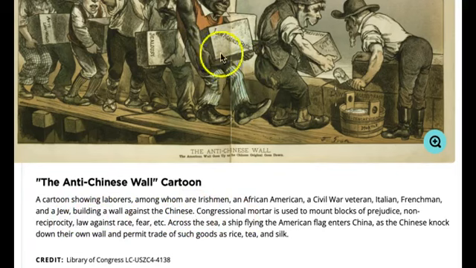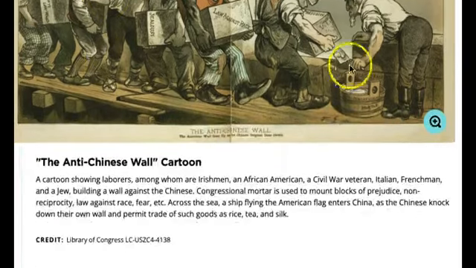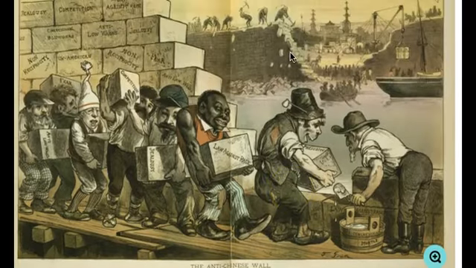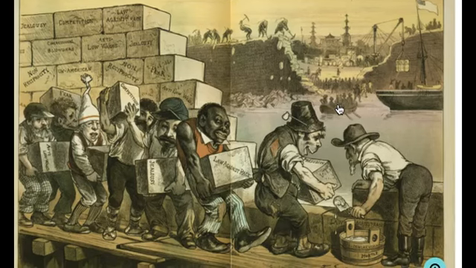We can see things like laws against race, jealousy. There are a couple that say fear over here as well. And the congressional mortar, which is right here, is used to help mount blocks of prejudice, non-reciprocity, laws against race, fear, and so on. Across the sea, there is a ship flying the American flag that is entering China as the Chinese knock down their own wall to permit the trade of goods such as rice and tea. So with this, there's a lot, of course, that you could break down here. But again, there were a lot of people who were very much against immigration.